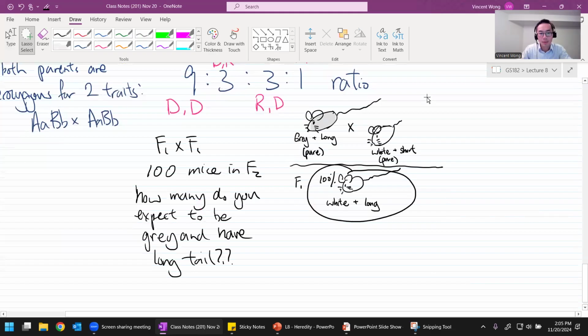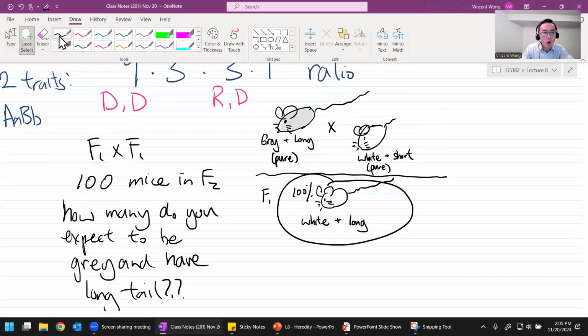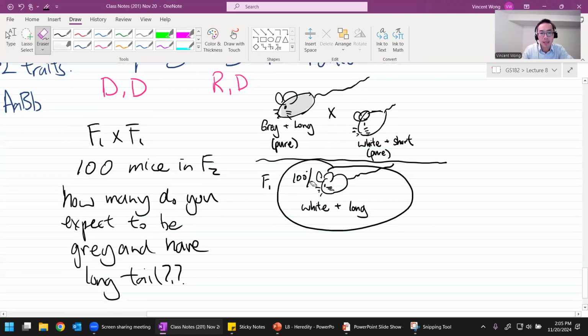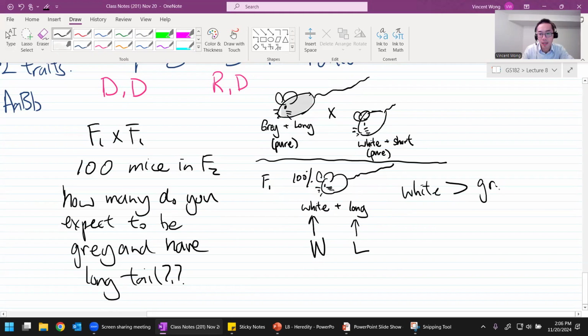All right, so let's do this together. We know the parents are pure, and then based on F1, we know white is dominant, right? So big W is dominant, and big L, long, is dominant, right? So white is dominant over gray. Long is dominant over short. That's how you know. And then all the F1 would be hybrid, would be big W, big L, small l.